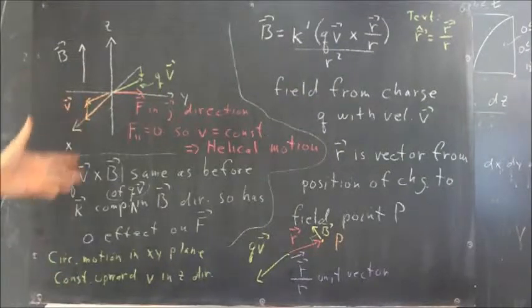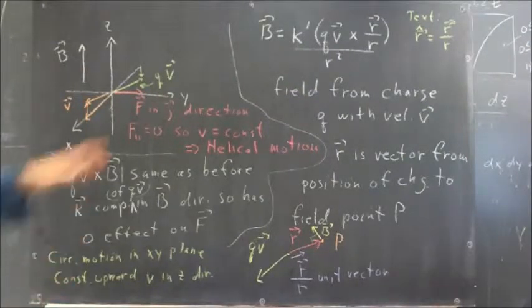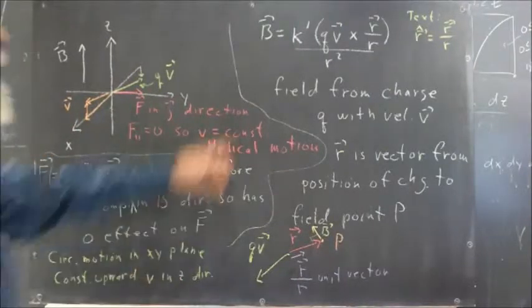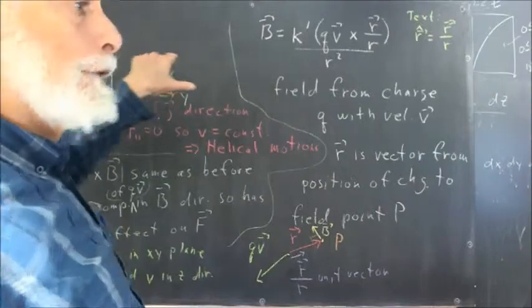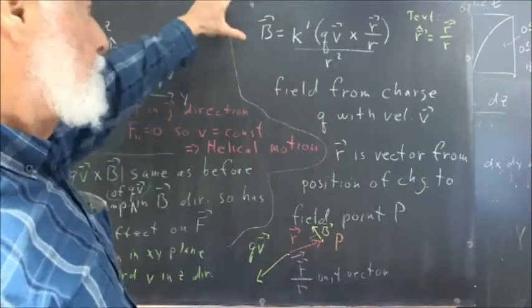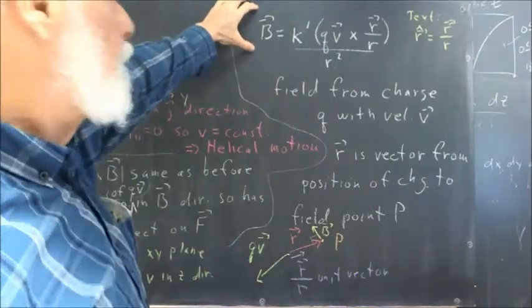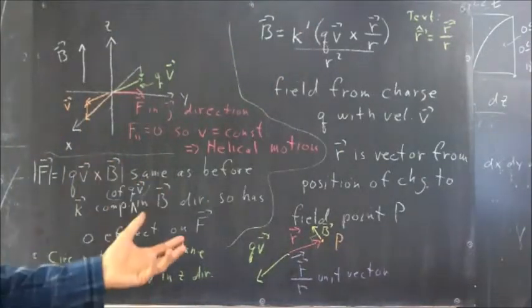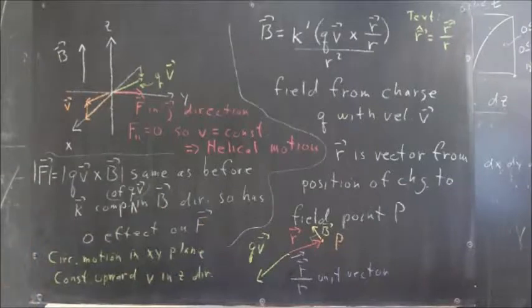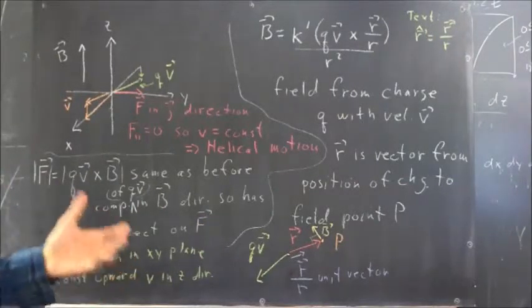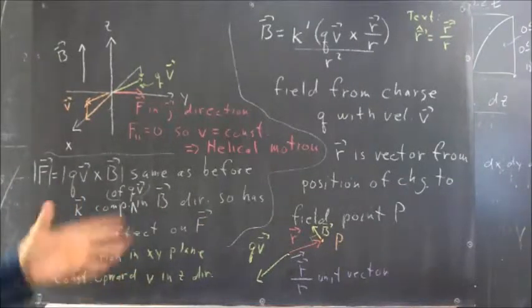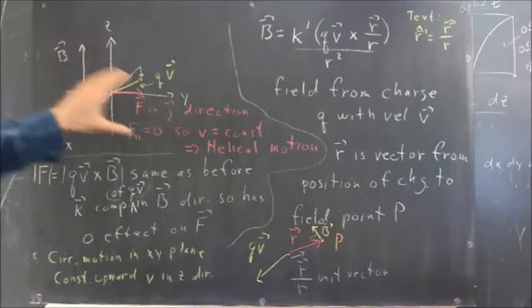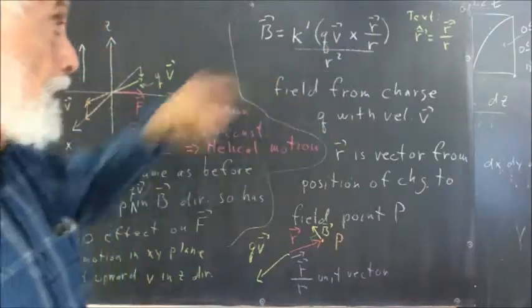Okay, so this gives us an introduction of how a moving charge responds to a magnetic field. Where do magnetic fields come from? Well, magnetic fields come from moving charges, so moving charges create magnetic fields, and moving charges respond to magnetic fields with a force. Okay, we've got that part. Here's the origin of magnetic fields.